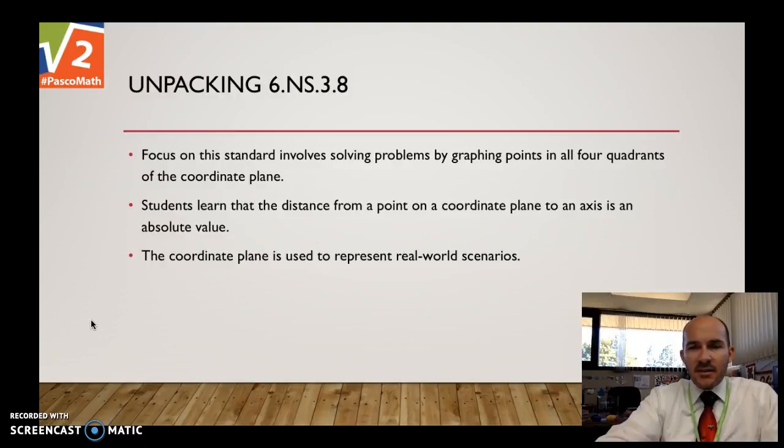So the focus of the standard when we unpack it involves solving problems by graphing points in all four quadrants on the coordinate plane. Students should discover that the distance from a point on the coordinate plane to an axis is an absolute value, and then the coordinate plane is used to represent real-world scenarios.